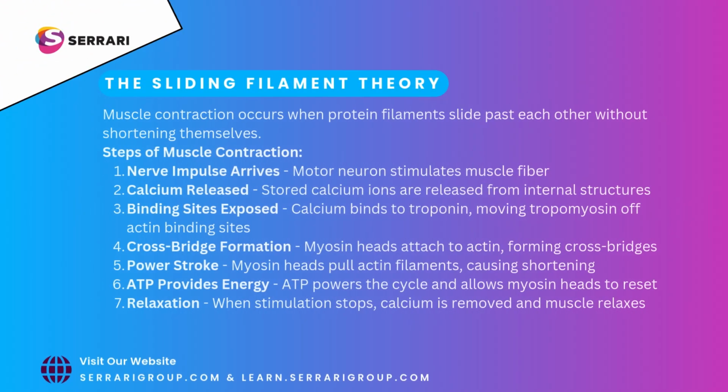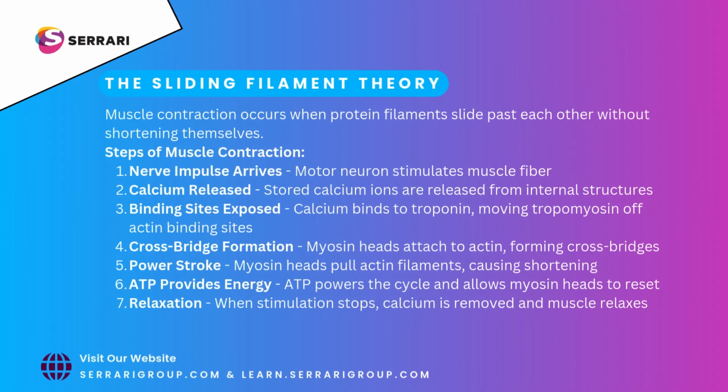The sliding filament theory. Muscle contraction occurs when protein filaments slide past each other without shortening themselves. Steps of muscle contraction. Nerve impulse arrives: a motor neuron stimulates the muscle fiber. Calcium released: stored calcium ions are released from internal structures. Binding sites exposed: calcium binds to troponin, moving tropomyosin off the actin binding sites.